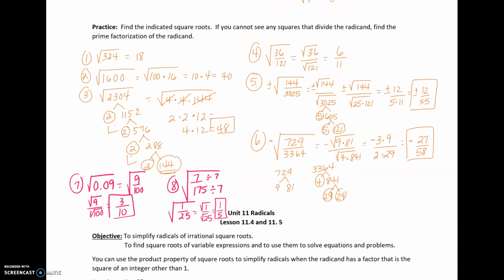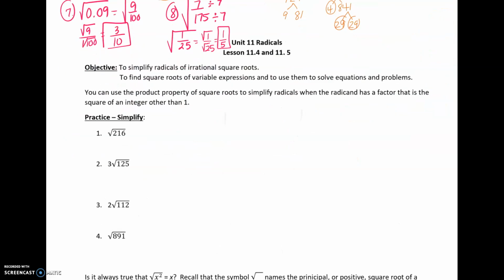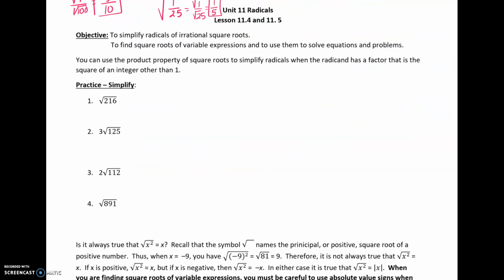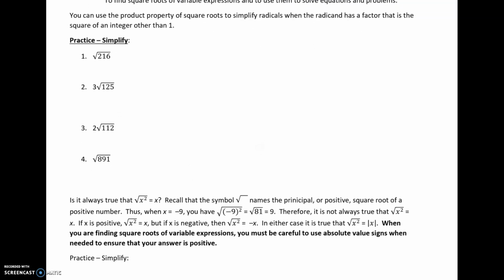Okay. So now we're going on to the next part of Unit 11, and we're going to be simplifying radicals. And we're also going to find square roots of variable expressions and use them to solve equations and problems. It says you can use the product property of square roots to simplify radicals when the radicand has a factor that is a square of an integer other than 1. And we have some practice here.